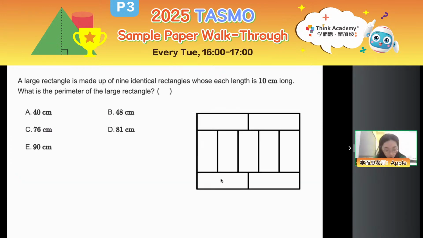Okay, next one for question 12. A large rectangle is made up of 9 identical rectangles whose each length is 10 centimeters long. So after you read the question, please just label, okay? Then pay attention to the overlapped part. Around you see that. If you just add the two lengths together, actually that is equal to 5 width, right? So following this, we can get the length of the width. It should be 20 divided by 5, which is 4 centimeters.